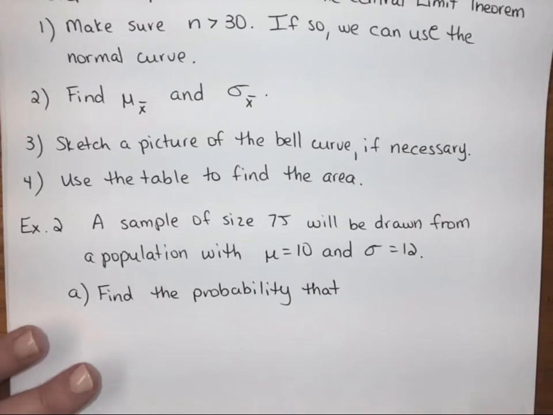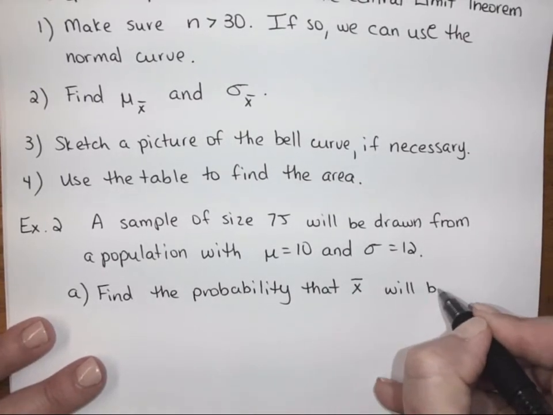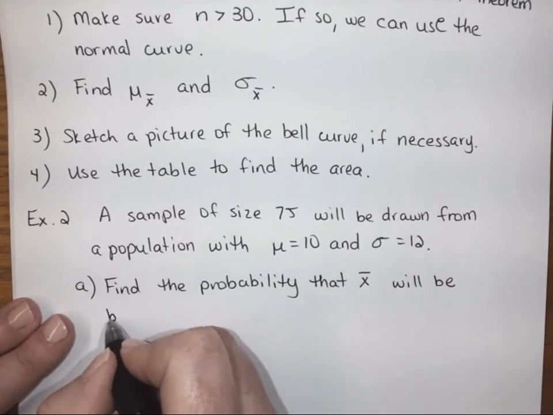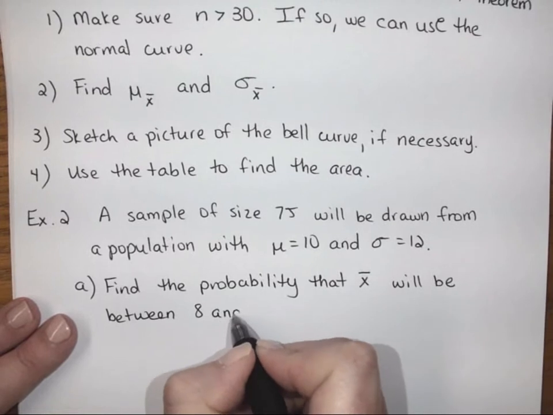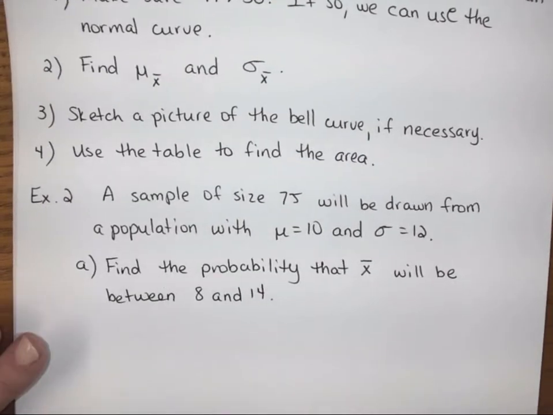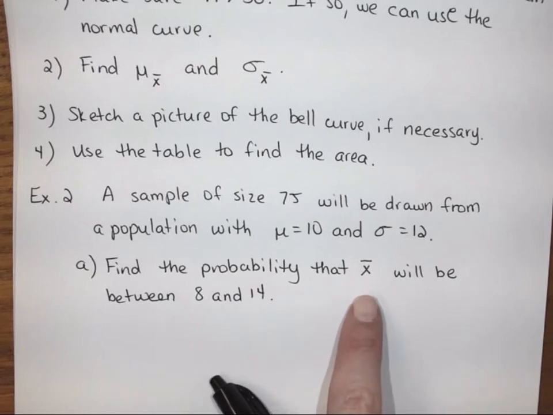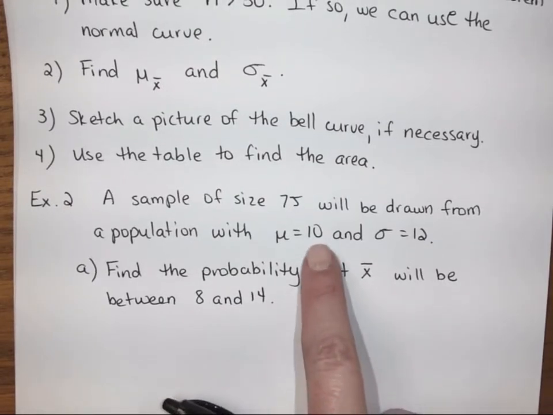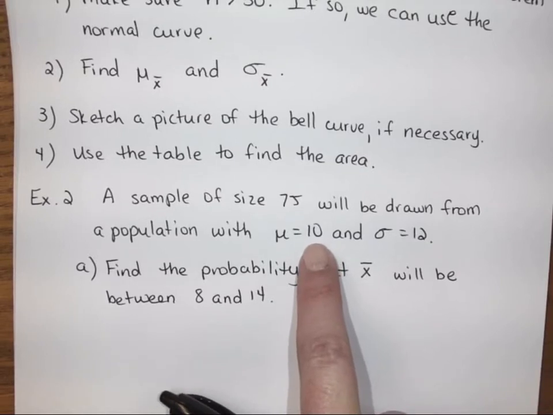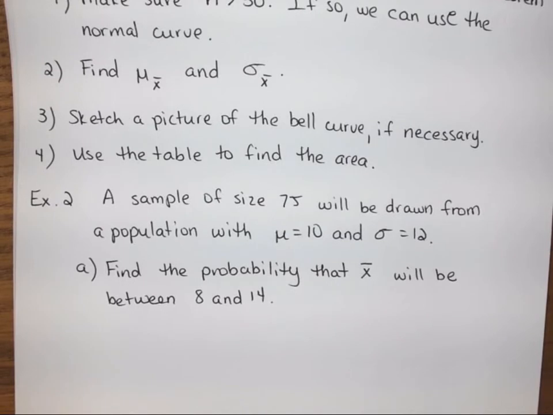So I want you to find the probability that X bar will be between 8 and 14. Okay, so in other words, what's the chances or the probability that my sample size of 75 is going to have a mean between 8 and 14 when all of them together, not just the 75, the whole group, had a mean of 10? Okay.